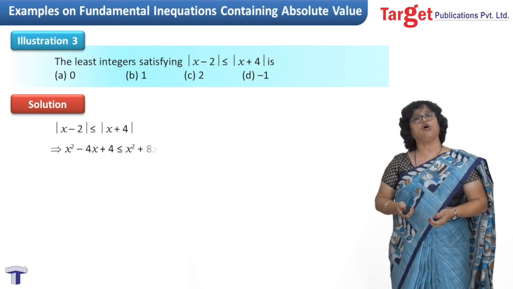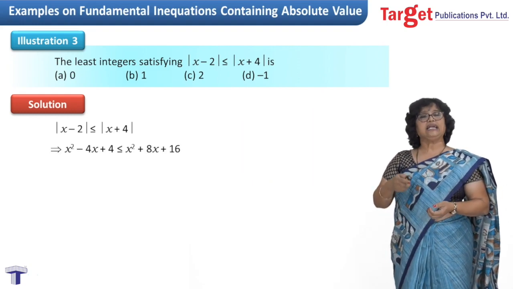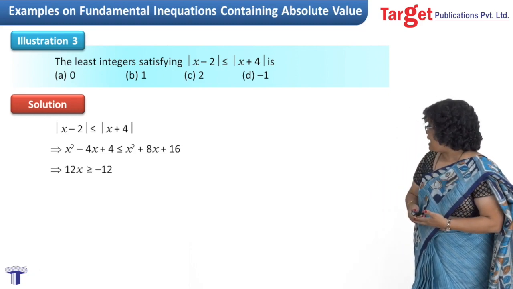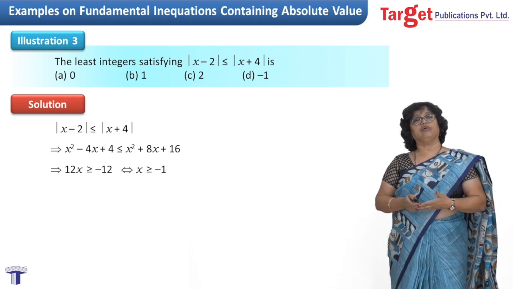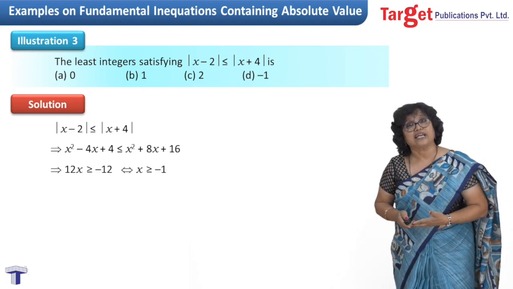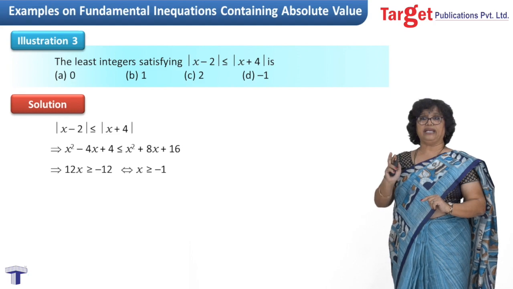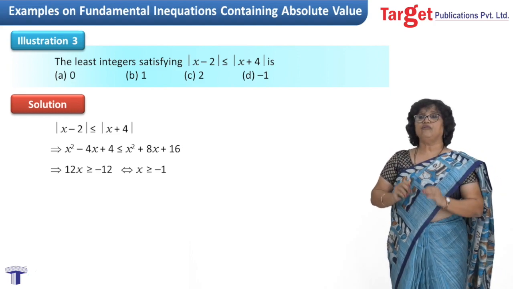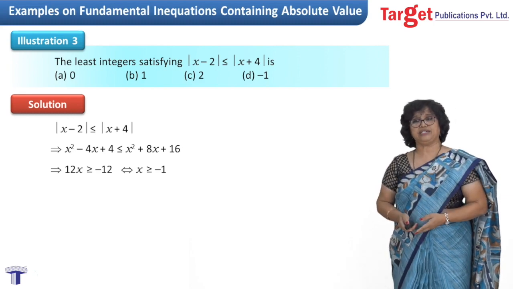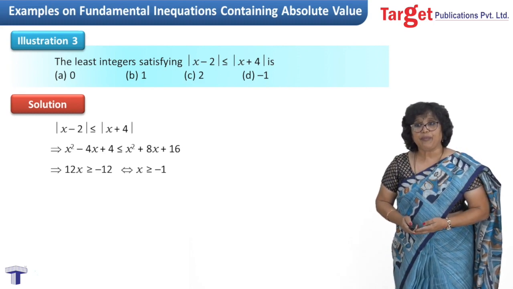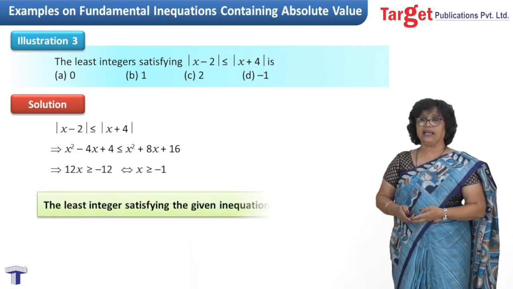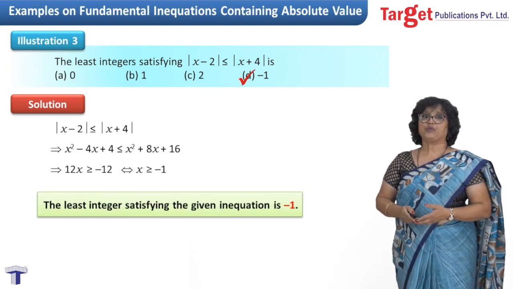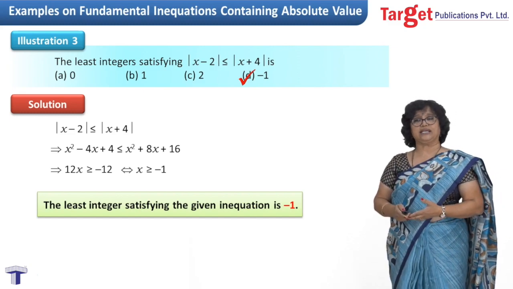The simplified form of the inequation would be that I get 12x greater or equal to minus 12. So on simplification, I will get x greater or equal to minus 1. So the solution set is actually minus 1 closed to infinity. And the question says that we have to find the least integer which satisfies the inequation. So it would be nothing but minus 1. So my correct answer is option D. So this was quite simple. Now let us move to the next one.